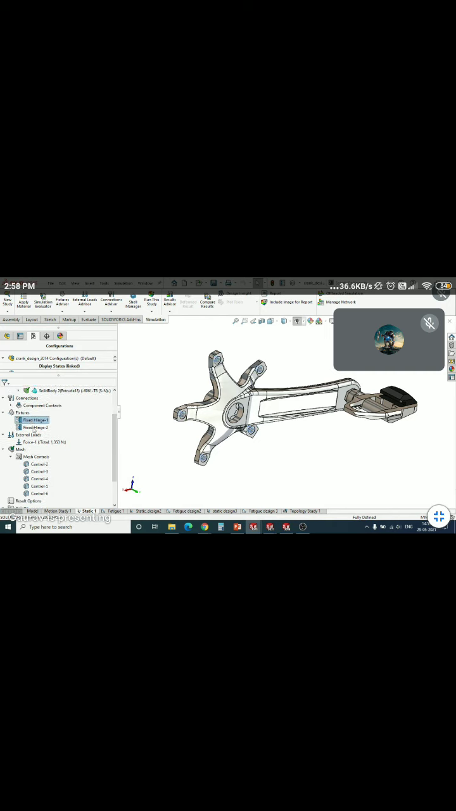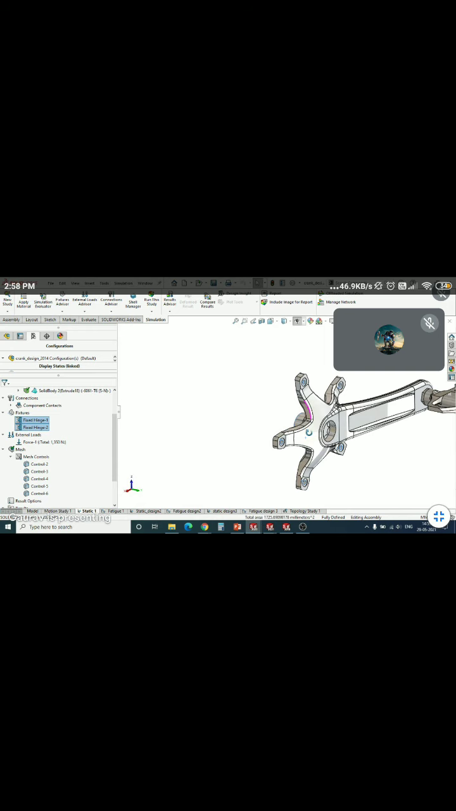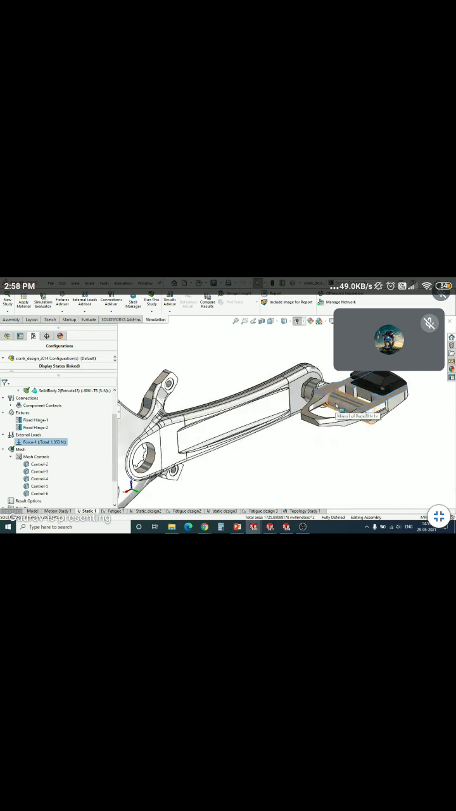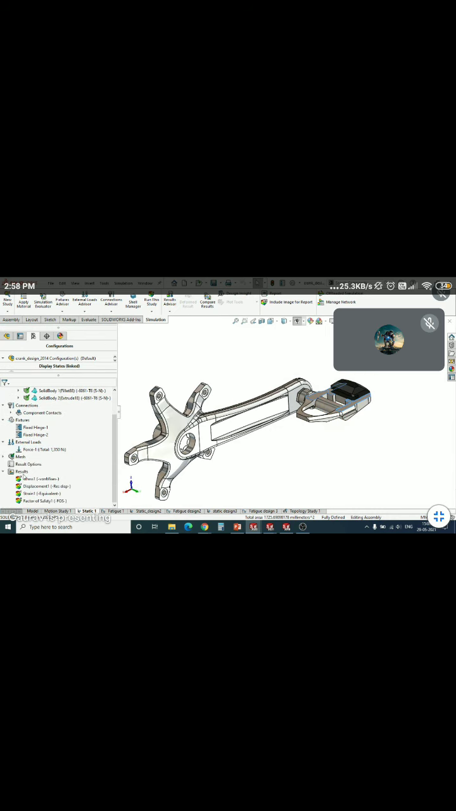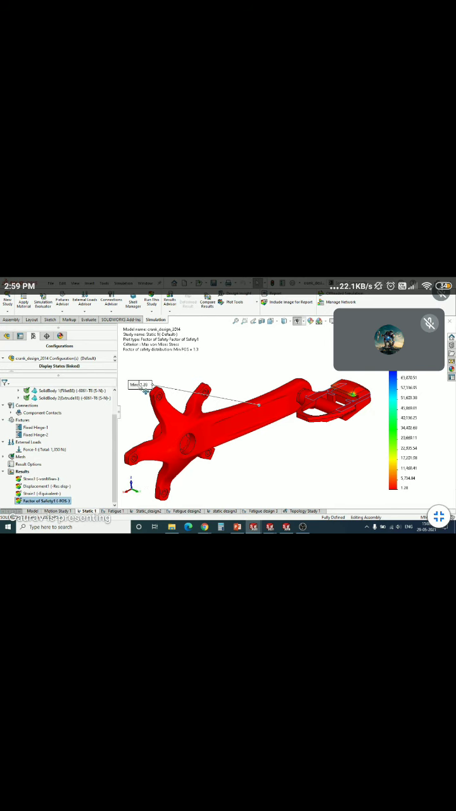Again, boundary conditions are pretty simple. I have just given a fixed hinge type of boundary condition at all these holes, and a force of 1350 Newton is applied, which is around 130 kg. Whenever we perform any analysis, we do it for the worst loading scenario. What if maximum load is applied on this pedal? Depending on that, I get to know the maximum stresses. Over here I'm getting 215, and the factor of safety I'm getting is 1.28.